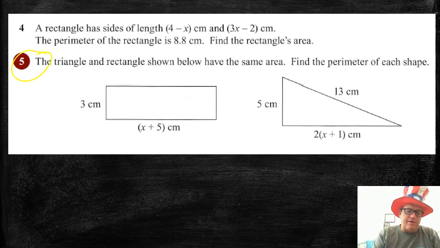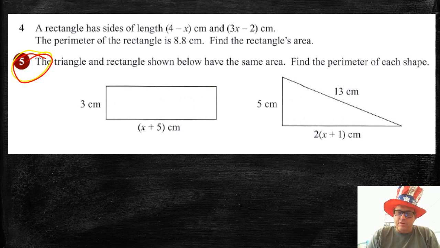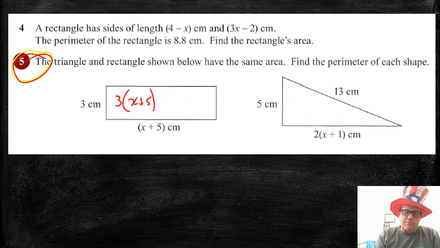Okay, let's look at number 5 now. They have the same area, the triangle and the rectangle. Find the perimeter of each shape. So they haven't told me what the perimeter of either shape is. They haven't told me what the area is. They told me the area is the same. So how do I find the area of the rectangle? The area of the rectangle would be 3 times x plus 5, which is 3x plus 15.